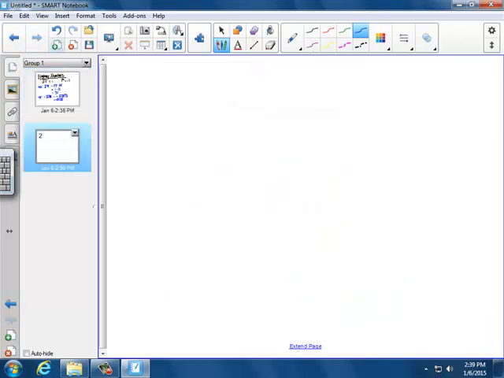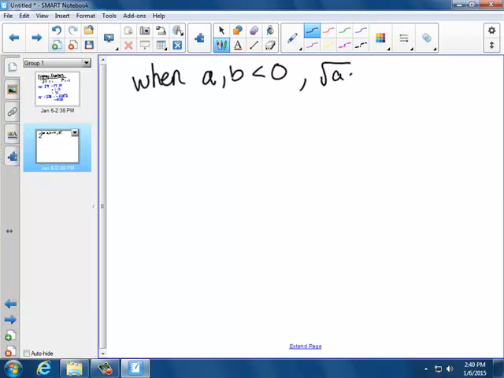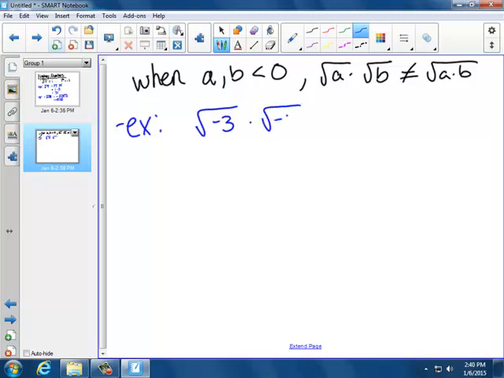Now, one rule that we usually use is no longer going to work. When a or b are less than 0, then the square root of a times the square root of b is not the square root of a times b. That's the product rule of radicals that we've been using, but when a and b are less than 0, it doesn't work. Let's look at an example. If I had the square root of -3 times the square root of -5, normally we would say that is the square root of +15, but not the case here.